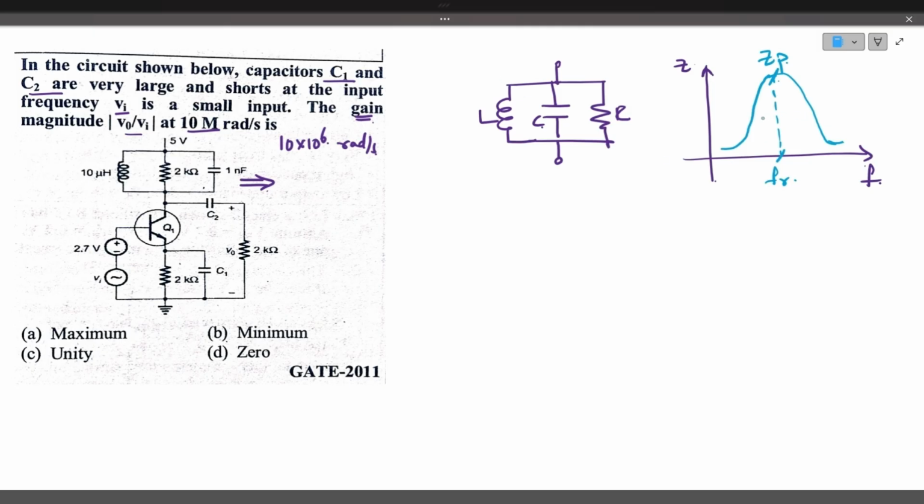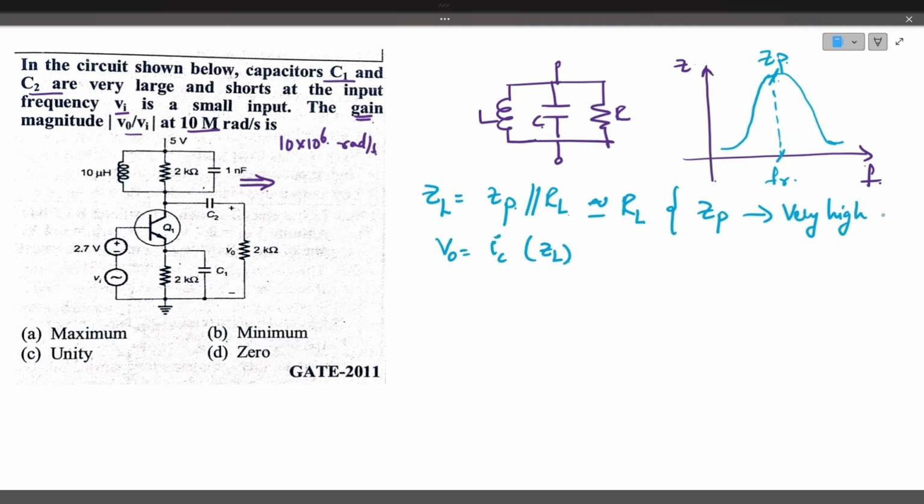So for the parallel resonant circuit, at the resonant frequency, the impedance is maximum. If you see the AC equivalent, the load impedance ZL can be written as ZP, that is the impedance of the parallel resonant circuit, in parallel with the load resistance RL. So the output voltage is nothing but the output current, IC, collector current, multiplied with ZL. But here, ZL can be approximately given as load resistance RL, because the ZP, the impedance of the parallel resonant circuit, is very, very high at resonant frequency.